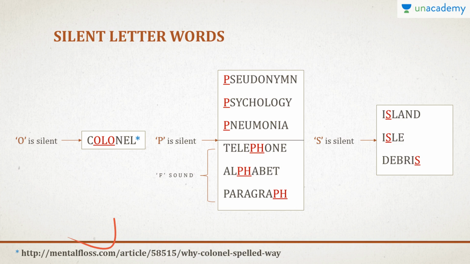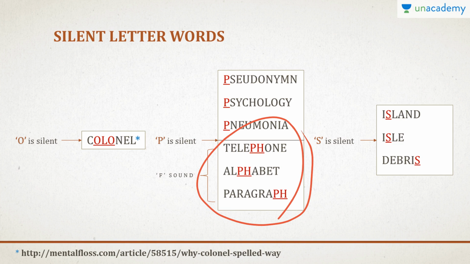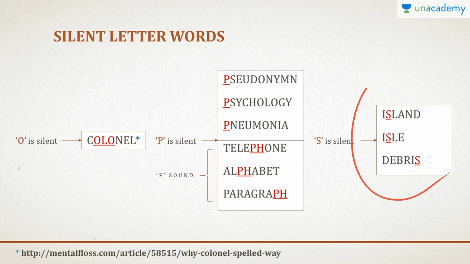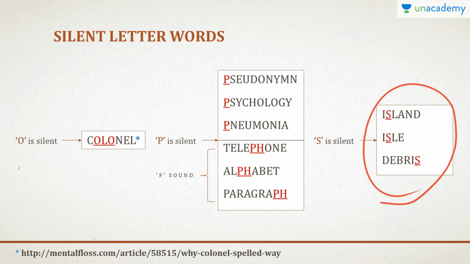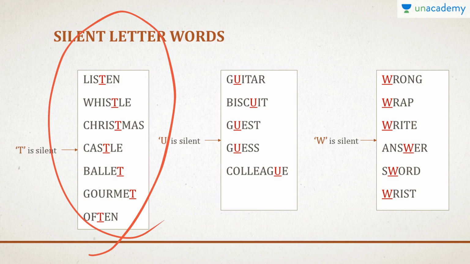In these words, P is silent. Pseudonym, psychology, pneumonia, telephone, alphabet, and paragraph. See the F sound in all of these three words. Here the S letter is silent. Island, isle, and debris. Isle means a small island, and debris means the dust, or the stuff that flies when there is dust. Okay, moving on. In these words, the T is silent. Listen, whistle, Christmas, castle, ballet, gourmet, often.